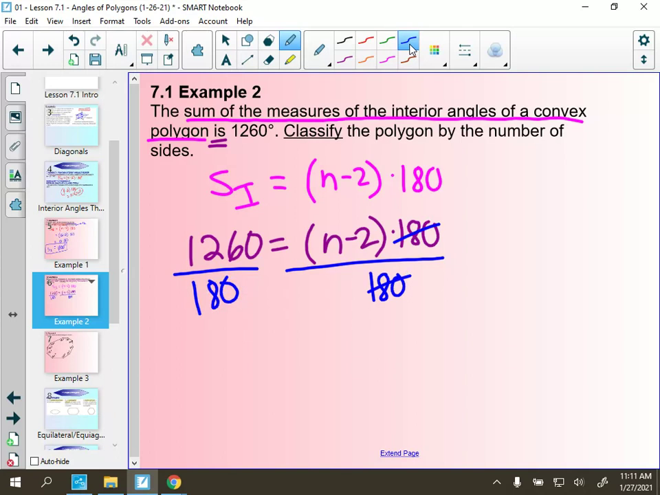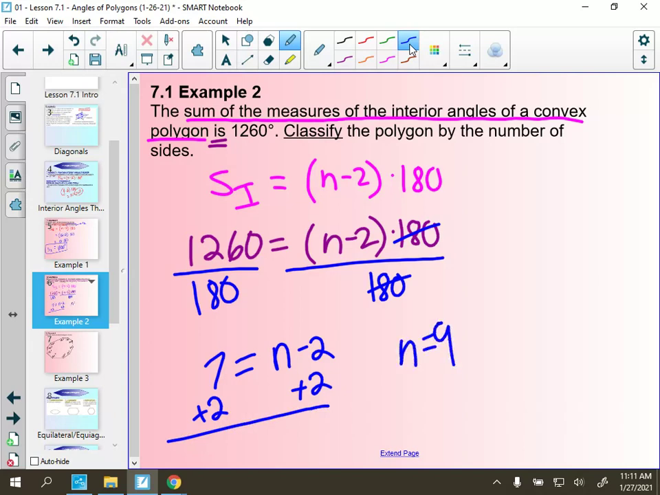To get it out of this side, 1260 divided by 180 is 7. A really common mistake is to say, 7 sides, done. Obviously, there's still stuff going on on this right side of the equation. There's this n minus 2, so to algebraically move that minus 2, or get rid of it on the right side, I need to add 2 to both sides.